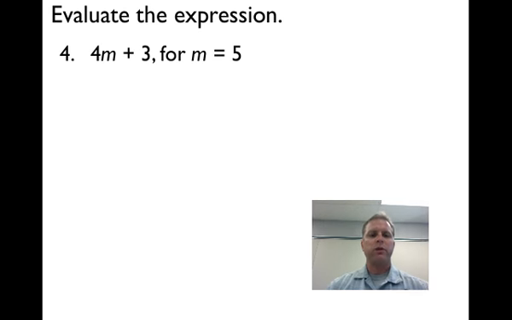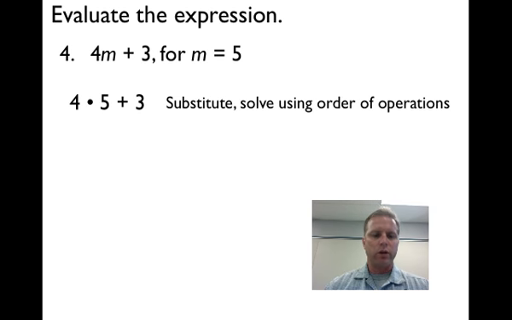Number 4, 4m plus 3, for m is equal to 5. Substitute in. So we have 4 times 5 plus 3. We're going to follow the order of operations. 4 times 5 is 20. Plus 3 is 23.